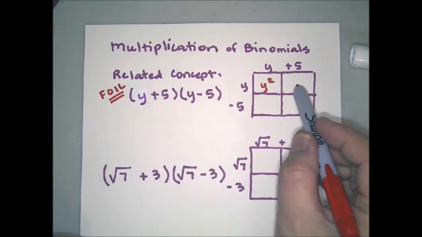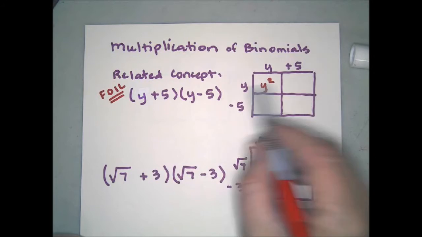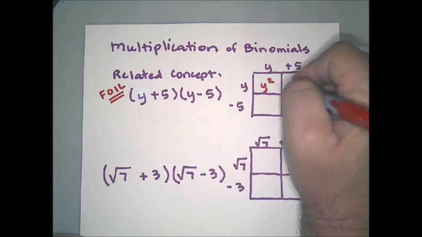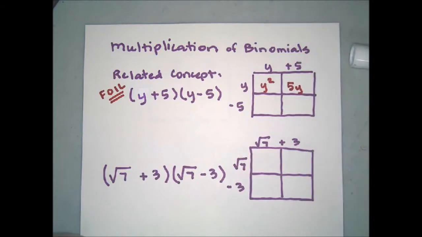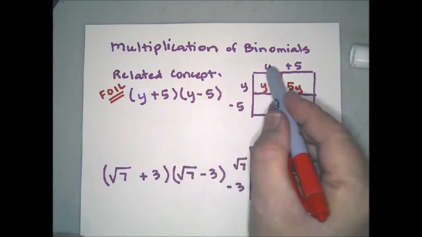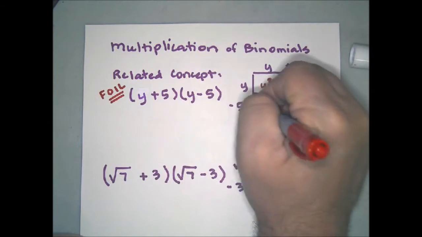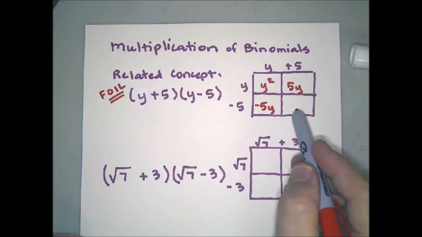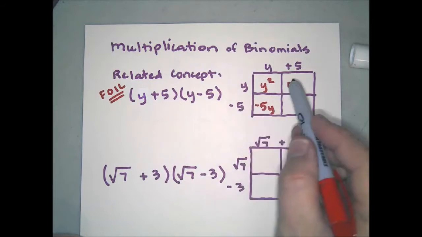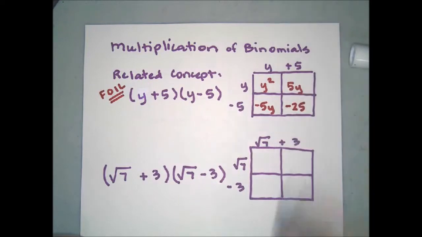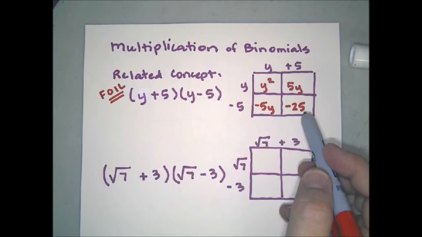Now in this box, I've got a y times a 5, which is a 5y. Now in this box, I've got negative 5 times a y, which is negative 5y. And in this box, I've got negative 5 times positive 5, which is negative 25. And now I would just combine like terms to simplify what we've got.